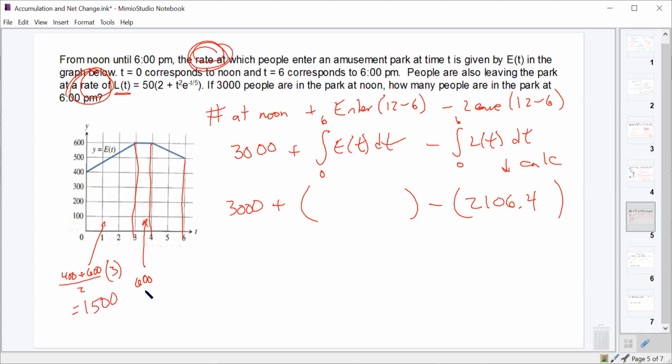1,500. And this one ought to be 600 plus 500 divided by 2 times the height, which is 2. So this ought to be 1,100. And so we should have an exact value already of the number of people that enter. What should it be?